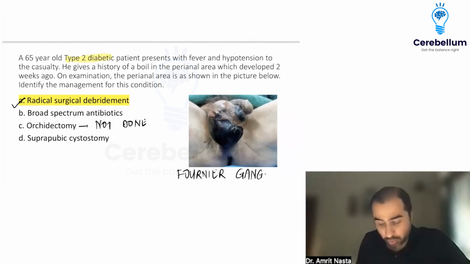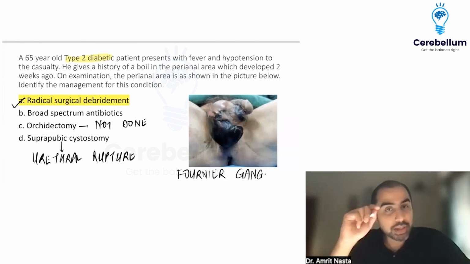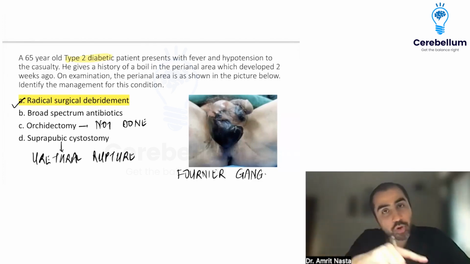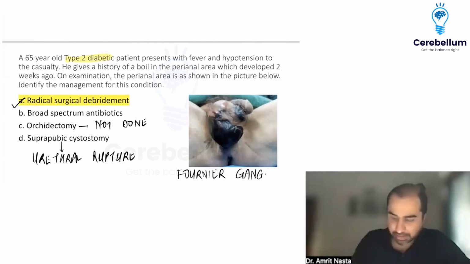In which disease do we do SPC? Normally when do you do SPC? No Nitya, don't do that, don't give the wrong answer. SPC is done in urethral rupture. Not bladder, urethral. It is done in urethral rupture, because in urethral rupture you will see blood at the meatus. If you see blood at the meatus, you will not put a catheter, let the bladder distend, and you will do SPC.